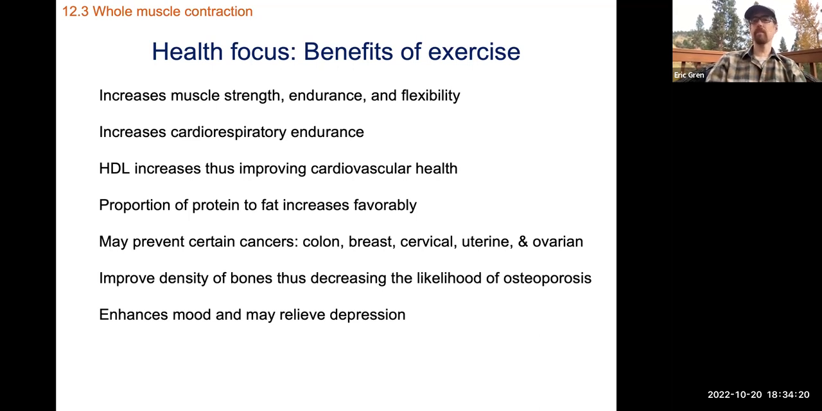Okay. And then obviously exercise also is going to release endorphins and improve your mood. It's a great stress reliever. Okay, lots and lots of benefits to regular exercise.